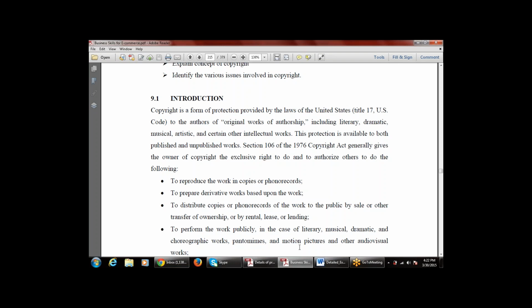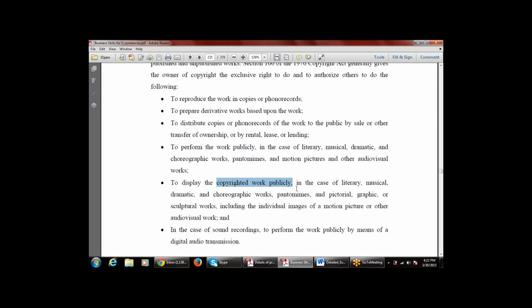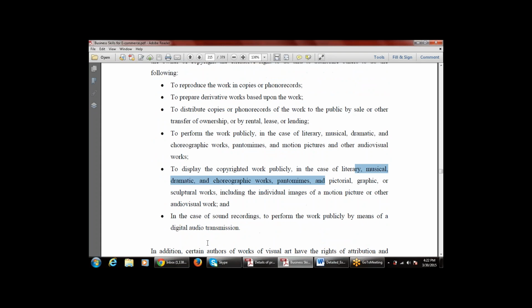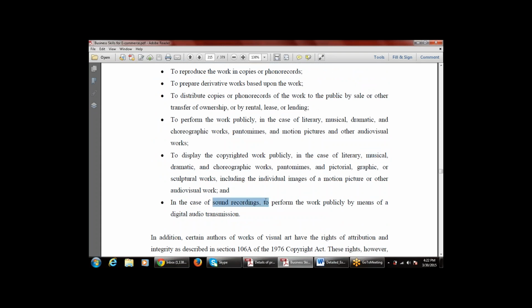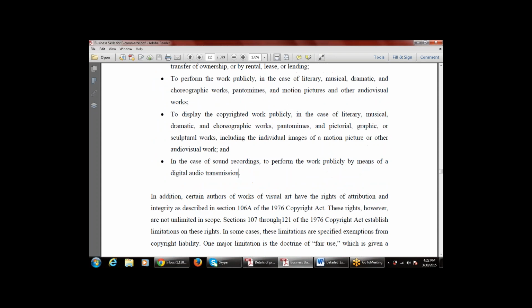that is, common to each and every one, in public. This is applicable to musical, dramatic and choreographic works, pantomimes, and motion pictures and other audiovisual works. To display the copyrighted work publicly. Then in the case of sound recordings, to perform the work publicly by means of digital audio transmission. So copyright is applicable to all the places and all the public applications.